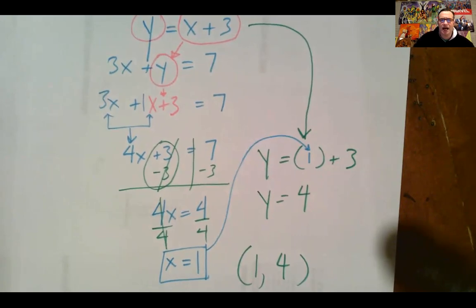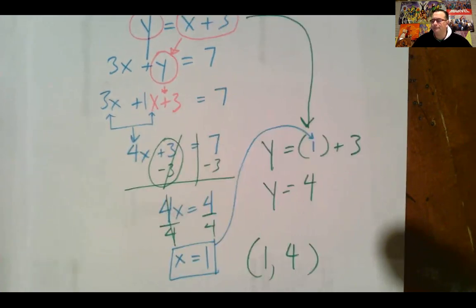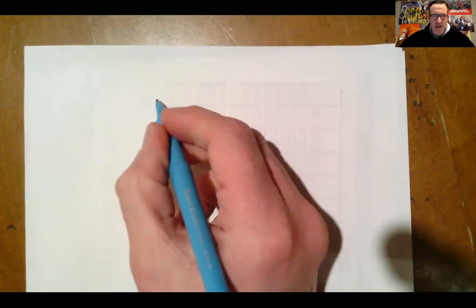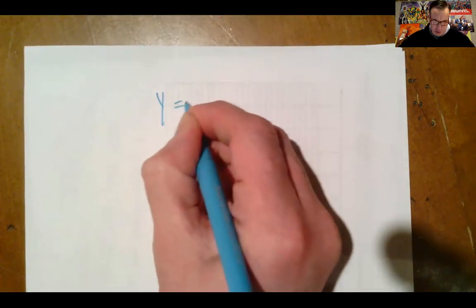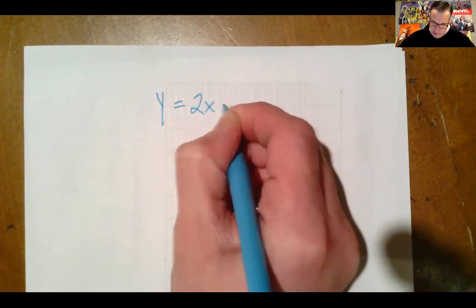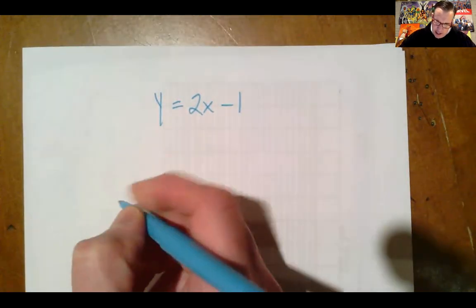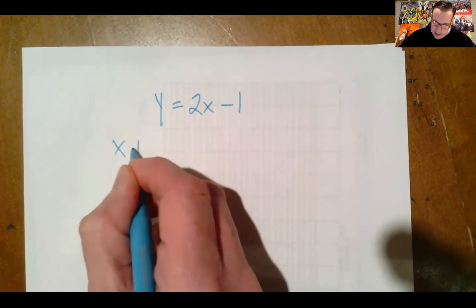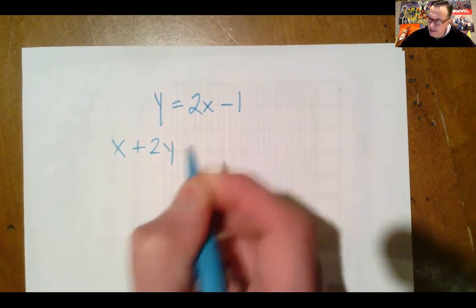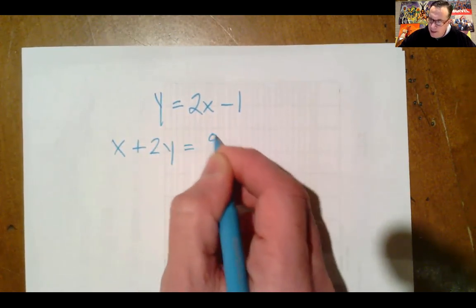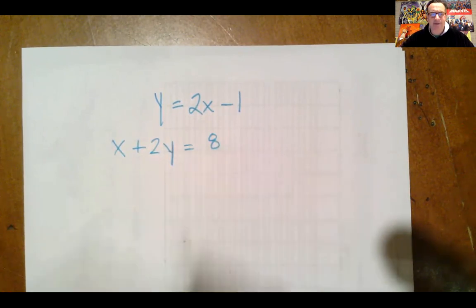So I'm going to write one that is a little bit more difficult, but not a lot more difficult, okay? And I think this will probably be my last example of the day because I don't want you to get to a point where you get overwhelmed, and we'll do more of these later. Our equations will be y is equal to 2x minus 1, and then I'm going to have x plus 2y is equal to 8. Okay.